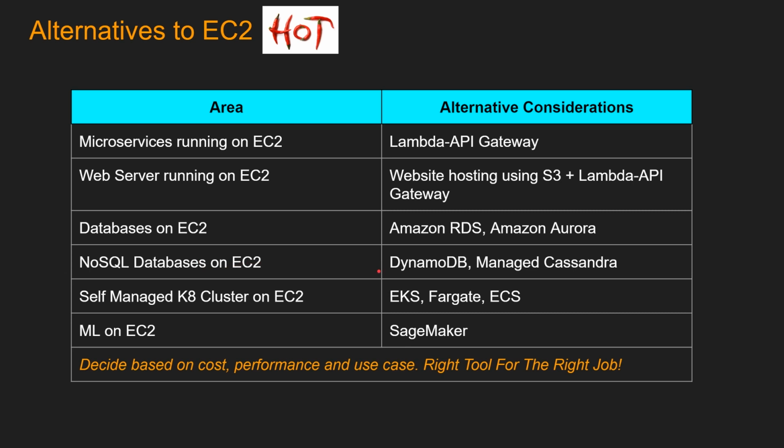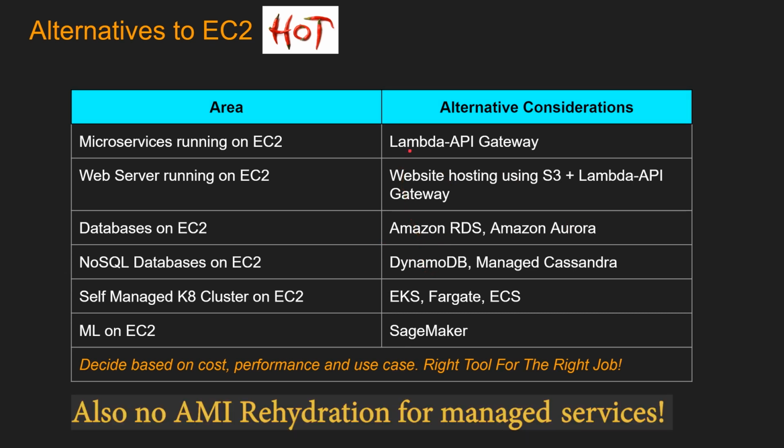Another thing to keep in mind is when you are running this kind of application, let's say microservices, web server, databases on EC2, you have to take care of the scaling, right? Because at the end of the day, it's just a server. So you have to create an auto-scaling group, auto-scaling policy. You have to make it highly available, all that stuff. When you migrate to a managed service such as DynamoDB, Lambda, API Gateway, Aurora, etc., for example, DynamoDB and Lambda are inherently highly available. You do not have to do anything extra.